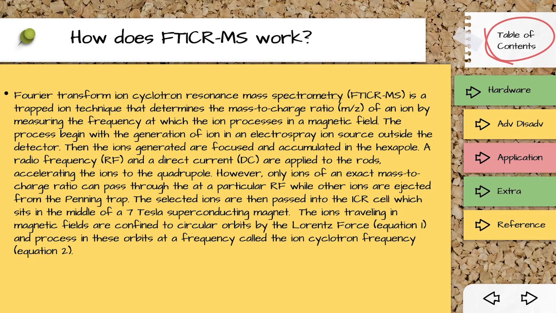The selected ions are then passed into the ICR cell, which sits in the middle of a 7 Tesla superconducting magnet. The ions traveling in the magnetic field are confined to circular orbits by the Lorentz force, which is shown by equation 1, and they precess in this orbit at a frequency called the ion cyclotron frequency, which is given by equation 2.